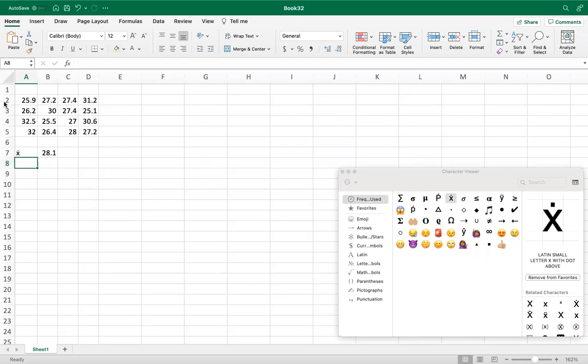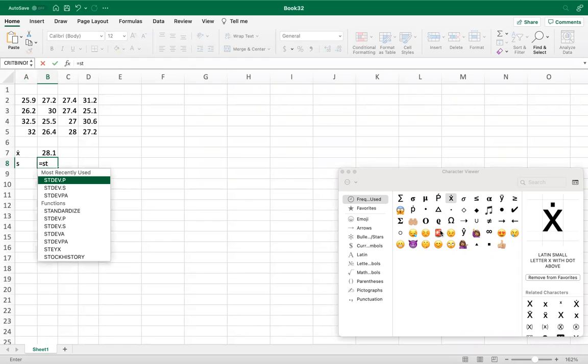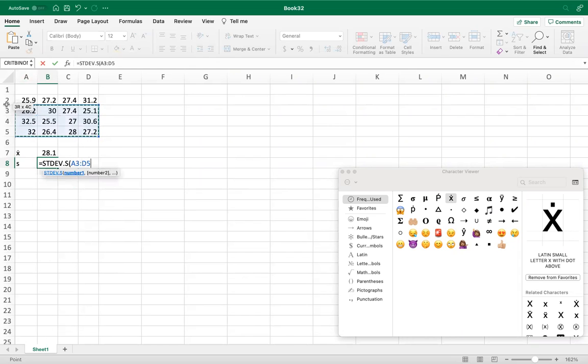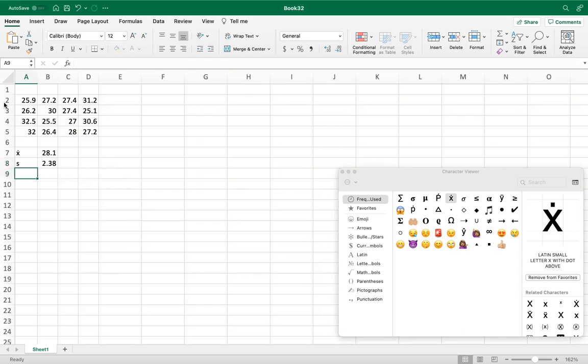And while we're at it, we can also get the sample standard deviation, S. So here that's going to be equal to STDEV for standard deviation. Is it standard deviation P, standard deviation of the population, or standard deviation S, standard deviation of the sample? It's going to be this one because the data is collected from a sample and not a population. Perfect. So now that we have X bar and S, we can go back over here.